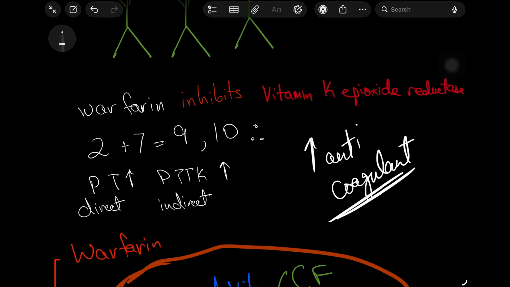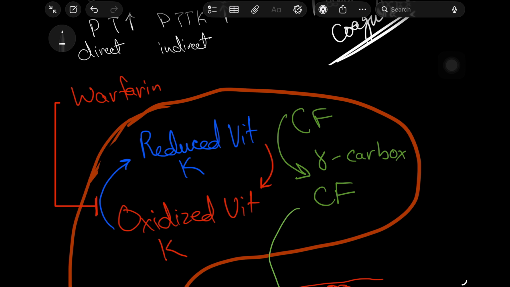And you also have to remember protein C and S are also involved in the carboxylation that involves vitamin K. So just real quickly, reduced vitamin K is used by gamma carboxylase to convert the clotting factors 2, 7, 9, and 10, as well as protein C and S, and basically to attach gamma carboxylate groups to these clotting factors.